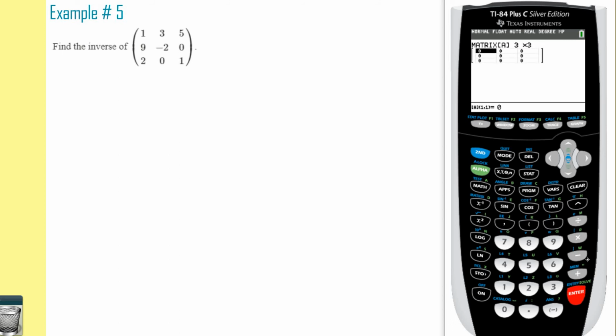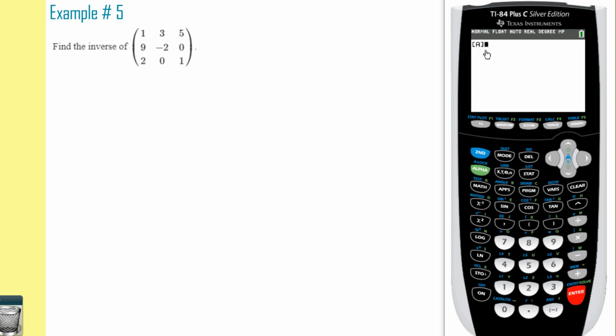So first you have to do your order, and then you just type them in, and you go like reading a book. So 1, 3, 5, 9, -2, 0, 2, 0, 1. All right, now I would always double check things, make sure it all looks good. Okay, and then we can second quit. So we want to find the inverse. So go back to your matrix, so second matrix, and now we see that we have a matrix. It's a 3x3. Hit enter.